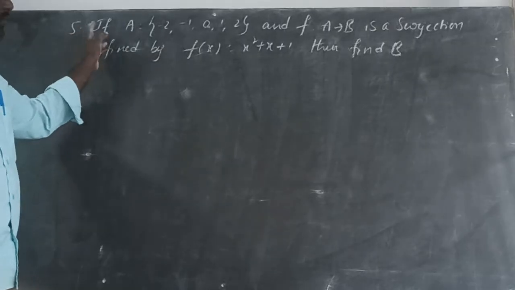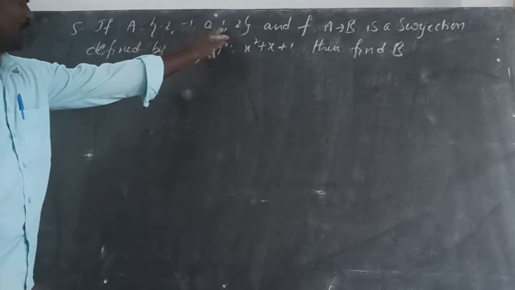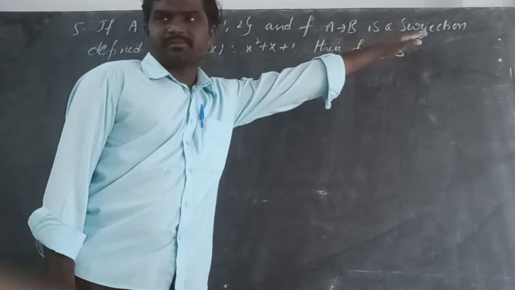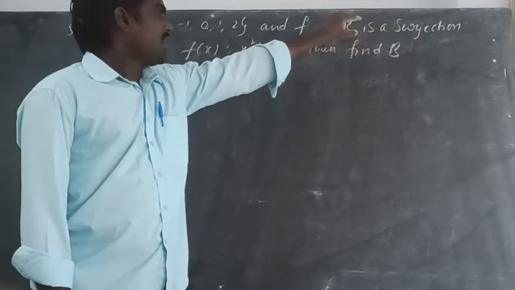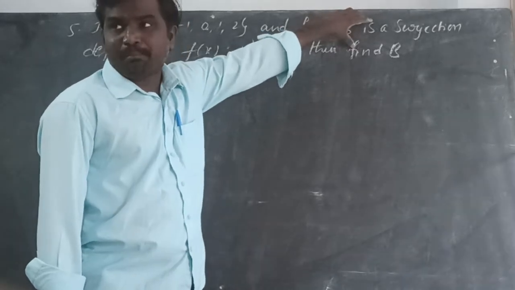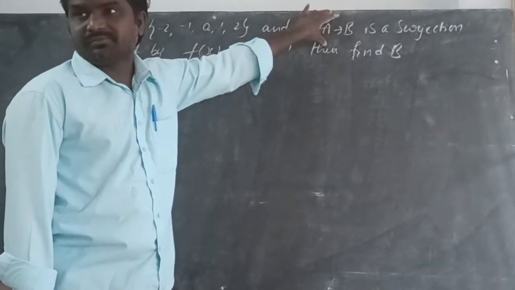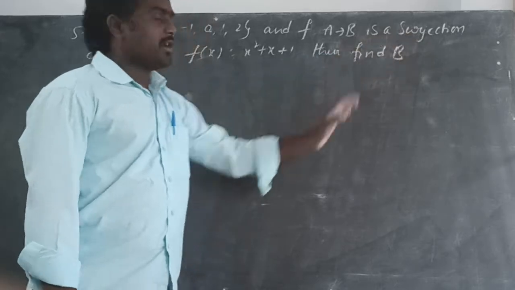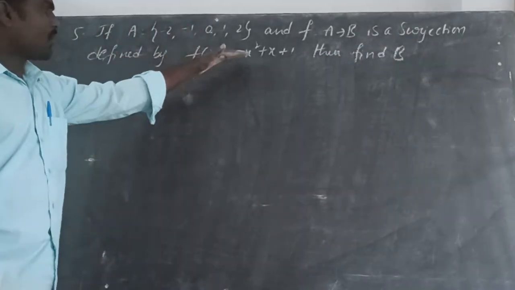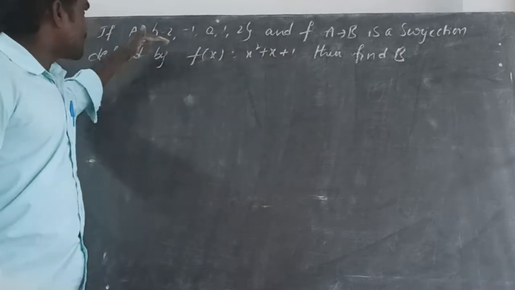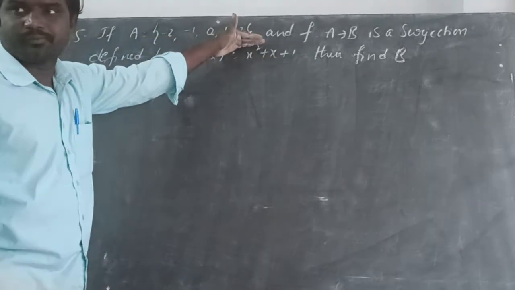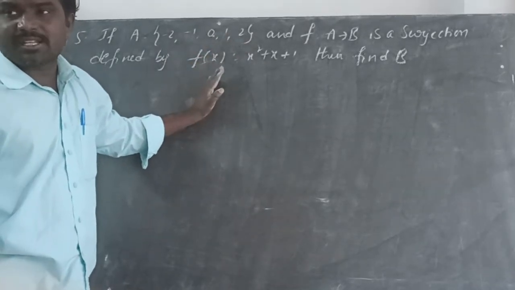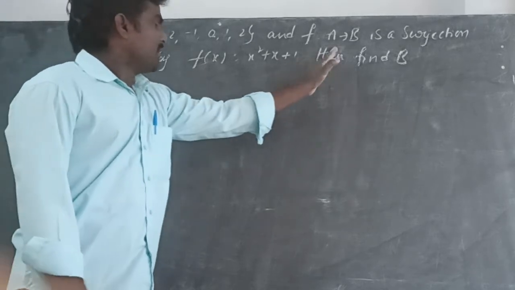Next one. If A is equal to minus 2, minus 1, 0, 1, 2 and the function f from A to B is a surjection. Okay, surjection means what? All the elements of B are mapped by the elements of A, at least one element in A. Okay, it's called what? Surjection. So, defined by f of x is equal to x square plus x plus 1. Here the domain is what? Minus 2, minus 1, 0, 1, 2. Here they gave those x values. Then find f of x. Okay, f of x is nothing but what? Range. Okay, so then find B.